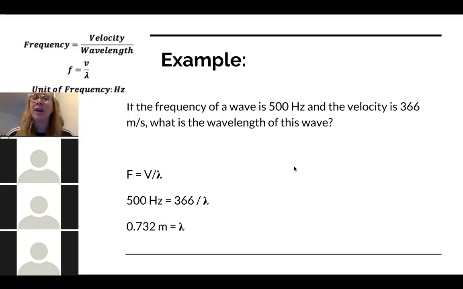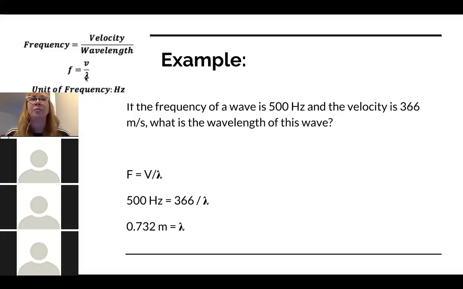If the frequency of a wave is 500 hertz and the velocity is 366 meters per second, what is the wavelength of this wave? Right, so you start by writing the formula. Frequency is equal to velocity divided by wavelength.